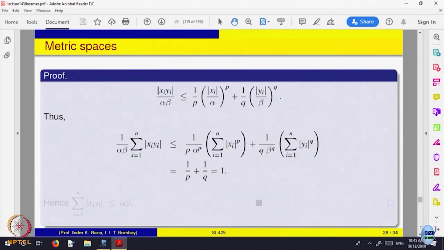So, when you sum it up, i equal to 1 to n on each term. What is sigma x_i to the power p? What is this quantity? That is precisely alpha to the power p. Alpha was the norm, and this is beta to the power q. So, they cancel out. So, it is 1 over p plus 1 over q, that is equal to 1. So, it says this is less than or equal to 1.